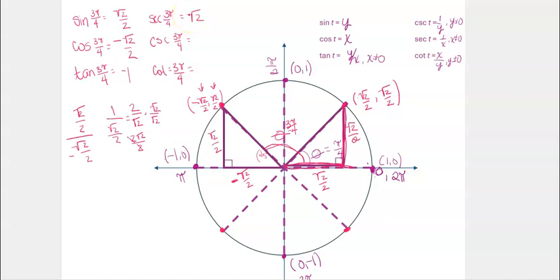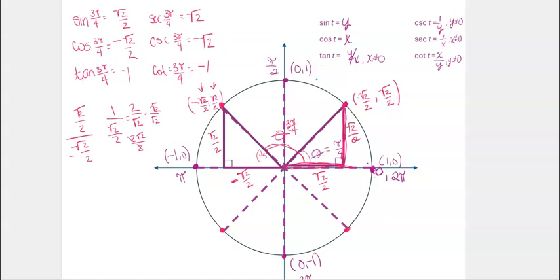And the cosecant of 3 pi over 4 is the reciprocal of the negative square root of 2 over 2, which would then be the negative square root of 2. And then the cotangent is the reciprocal of negative 1, which is negative 1. So you'll see that reciprocal functions have the same positive or negative value.